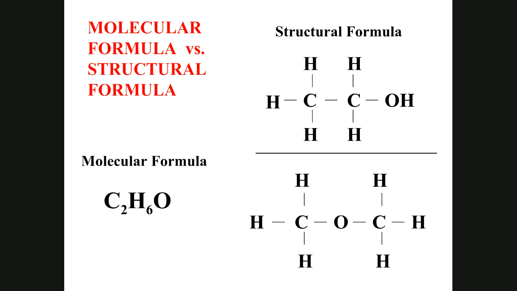Molecular formula versus structural. Well, on the left-hand side, that's the molecular formula. You just write it out, and it tells you how many of each of the elements are in that molecule. 2 carbons, 6 hydrogens, 1 oxygen. But knowing that carbon can form 4 bonds because it needs 4 electrons in its outer shell, hydrogen can only form 1, and oxygen can form 2, you have to look at the structural formula and see that they can form 2 different patterns here.